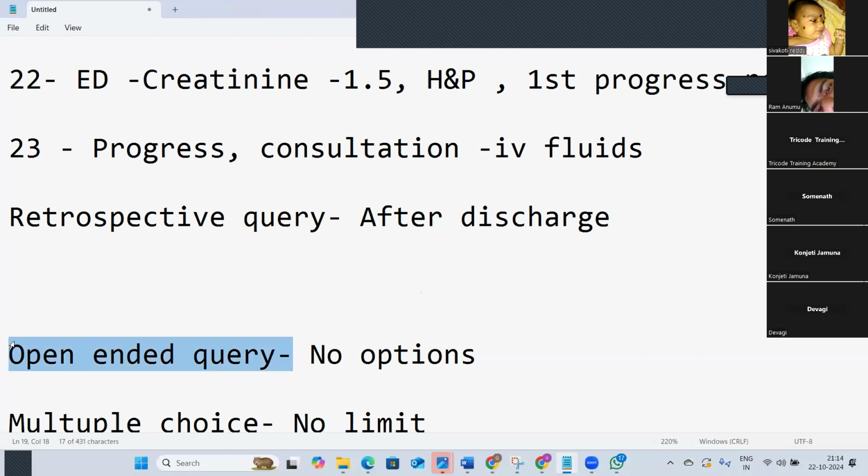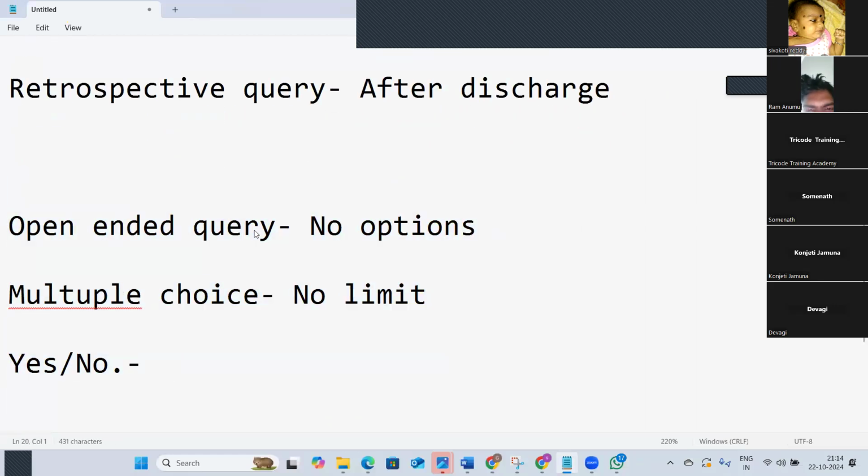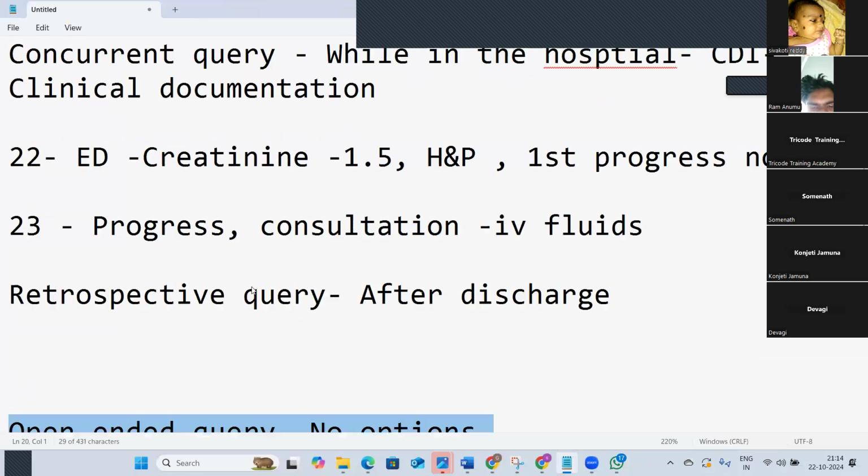This is a one query form. These are three query forms. We're using an open-ended query. We are giving only the question. We are not providing any options to him. That means it's not a complaint. Don't think about it as a complaint.